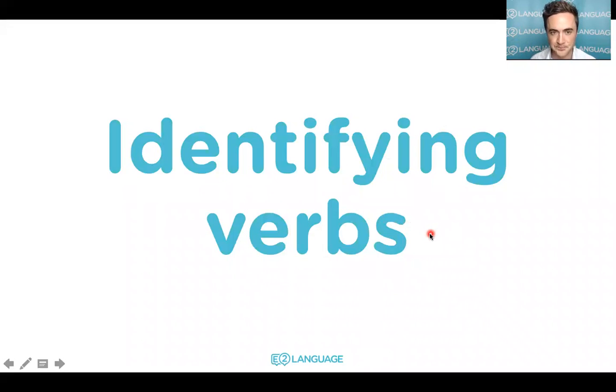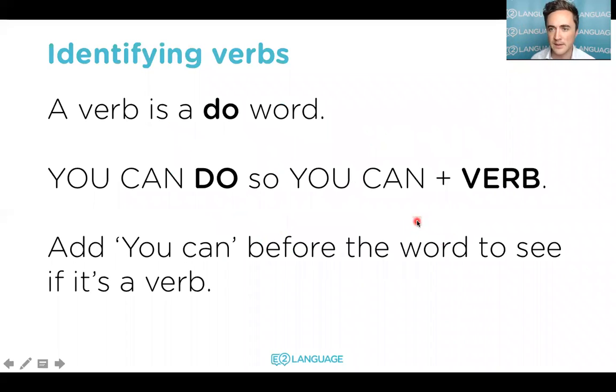Verbs. How do I identify a verb in a sentence? Because that's an essential skill as well. Well, here's the definition first. A verb is a do word. A do word like eat, think, say, talk, wander, run, jump, drink, whatever. Do words, right?